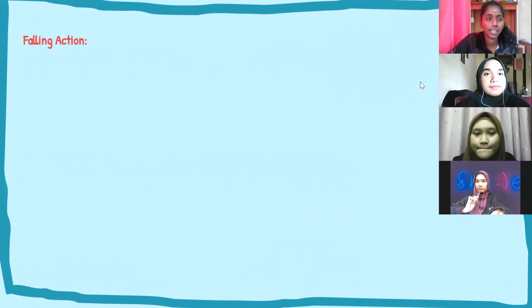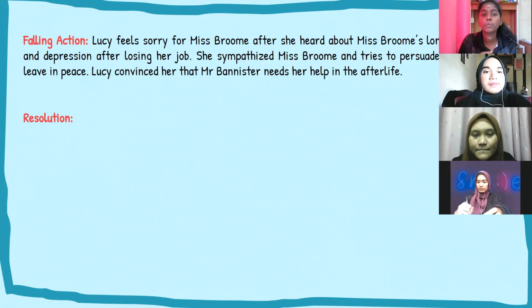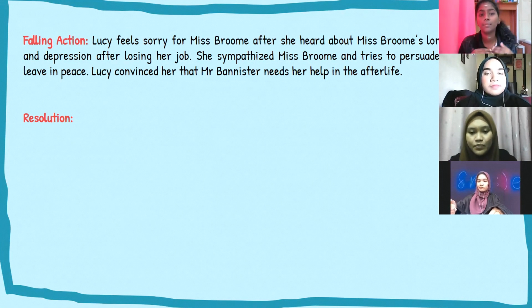Okay, so let's look at the answer. Lucy feels sorry for Mrs. Broom after what she heard about Mrs. Broom's loneliness and depression after losing her job. She sympathizes with Miss Broom and tries to persuade her to live in peace. Lucy convinced her that Mr. Bannister needs to help her in the afterlife. So yes, Shahira, your answer was correct. Lucy was sorry for Mrs. Broom and she tried her best to help Mrs. Broom have her afterlife.